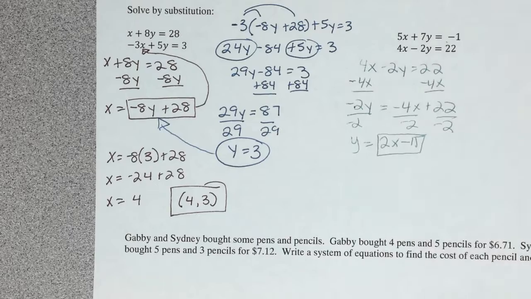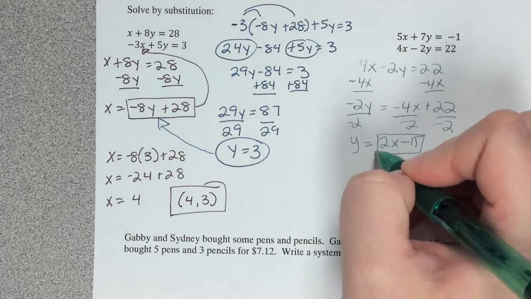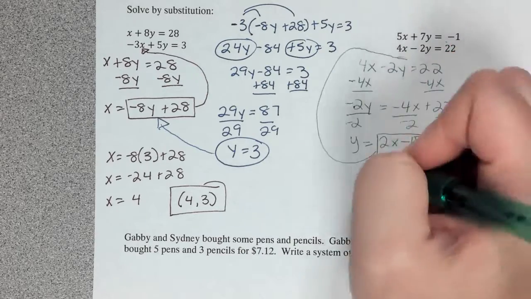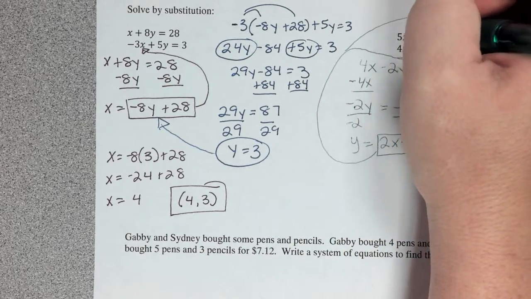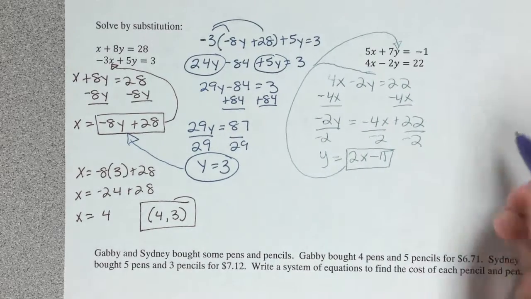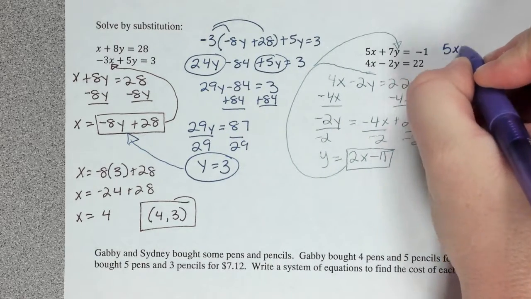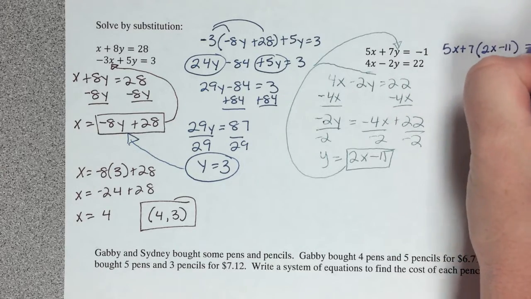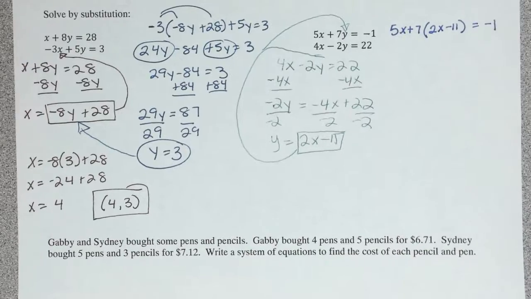And there's my box. So remember, this box goes in for y in my other equation right there. Okay? So now I'm going to use, let's see if I got another color pen. Let's try this purple. Okay. So 5x plus 7 times 2x minus 11 equals negative 1. Slide that over for you.